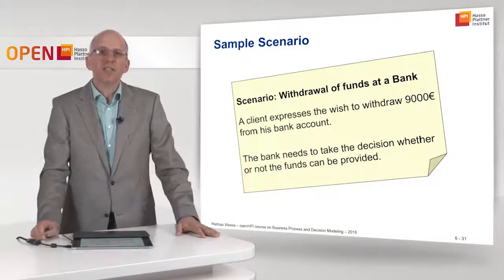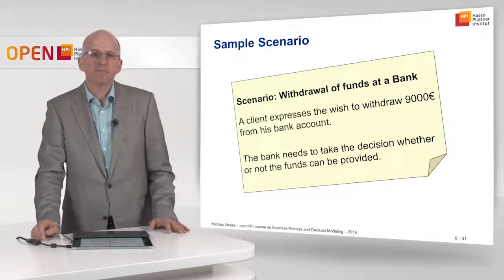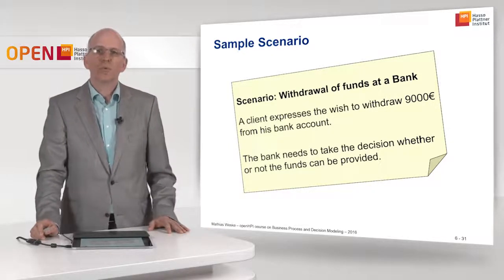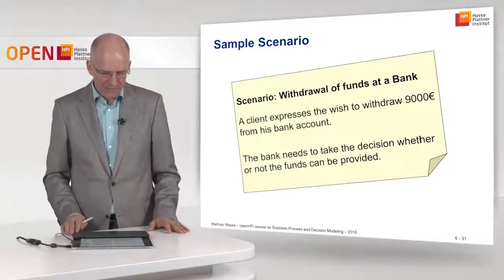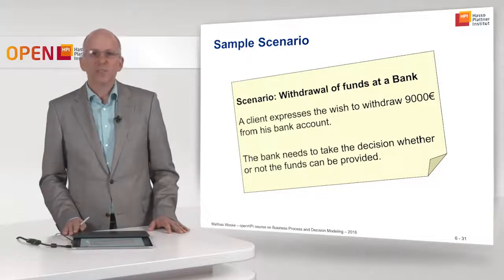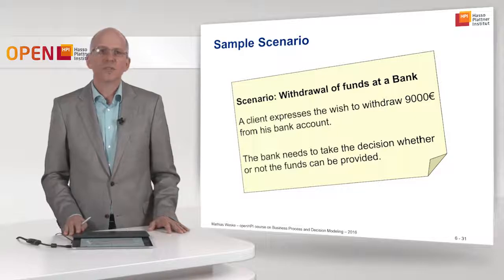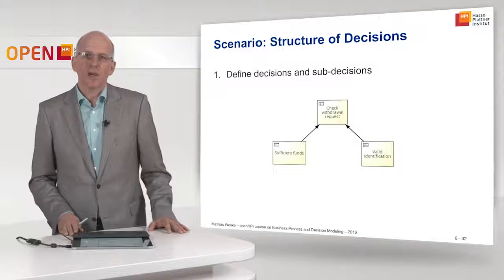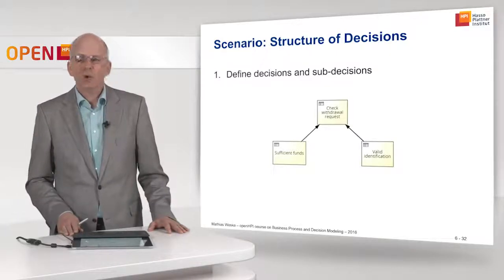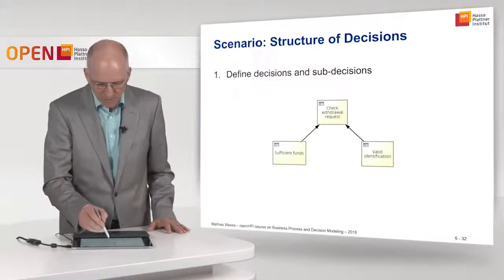So we want to continue with a sample scenario, and this scenario is about the withdrawal of funds at a bank. A client expresses the wish to withdraw 9,000 euros from his bank account, so a significant amount of money. The bank needs to take the decision whether or not the funds can actually be provided to the client. First, we look at the decision requirements, at the structure of decisions, and we model it through three decisions. Two decisions are sub-decisions of the decision check withdrawal request.